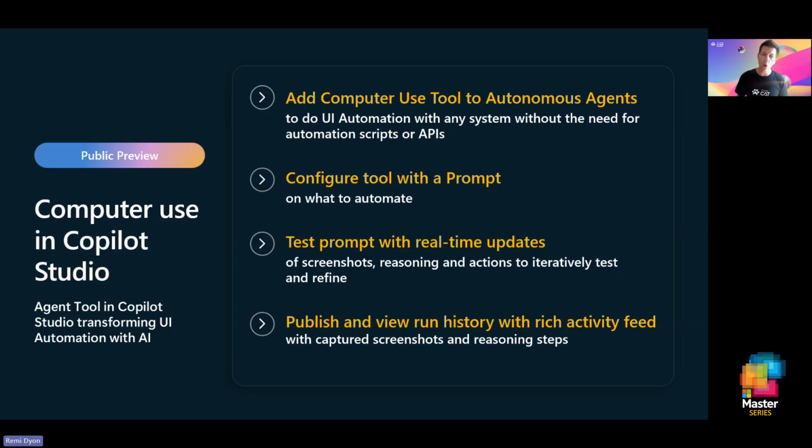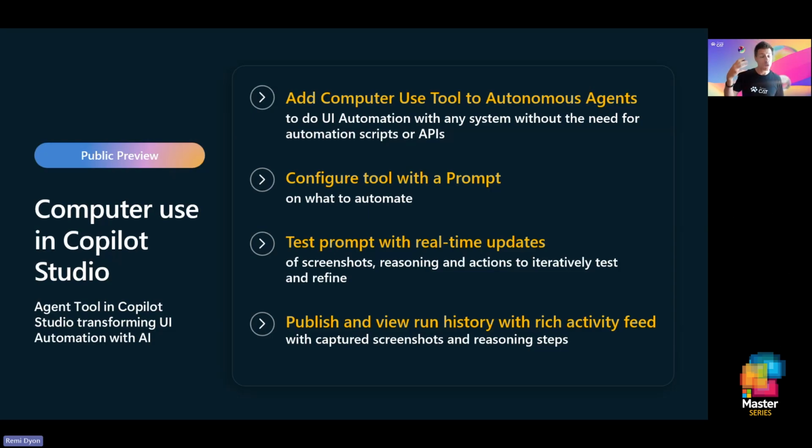When you add your computer use in Copilot Studio, you will have to configure it with a prompt. Inside the tool, there is a prompt where you explain to the agent what you want to do with the graphical user interface. Open Edge, enter a website, click on the search button, scroll the page down to a particular section of the page, and extract the content of that web page, for example.